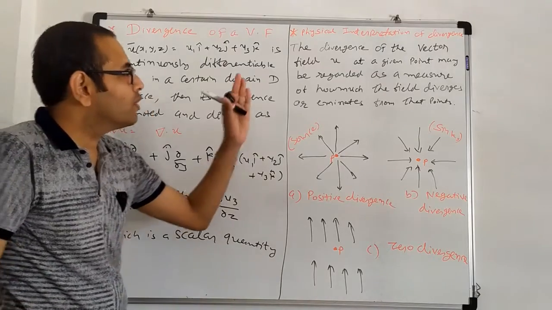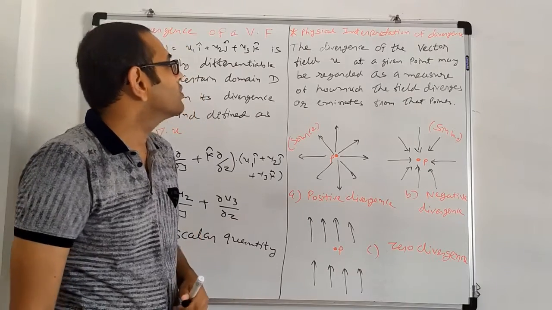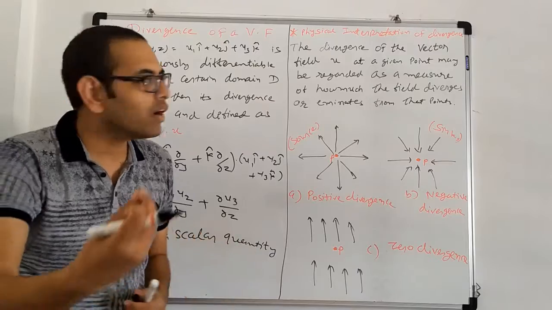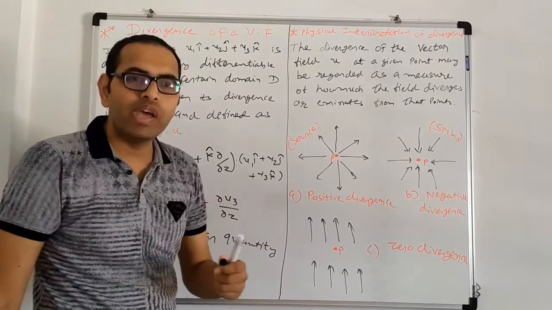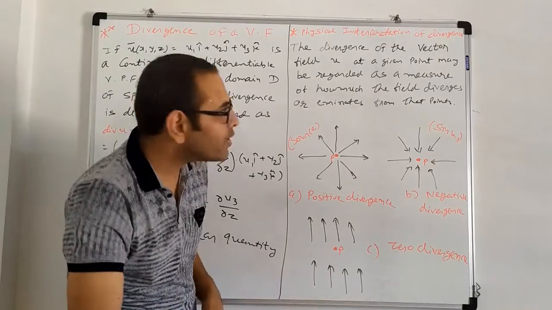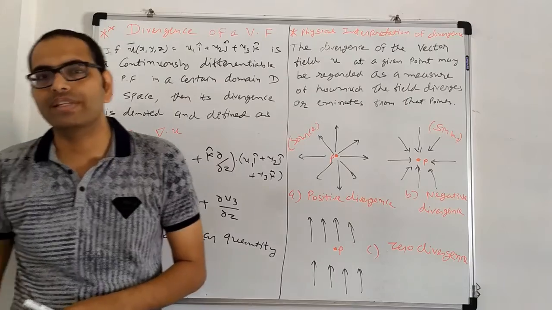That is the formula we use for finding the divergence in an example. Now, physical interpretation of divergence. The divergence of a vector field u at a given particular point may be regarded as a measure of how much field diverges or emanates from that point.